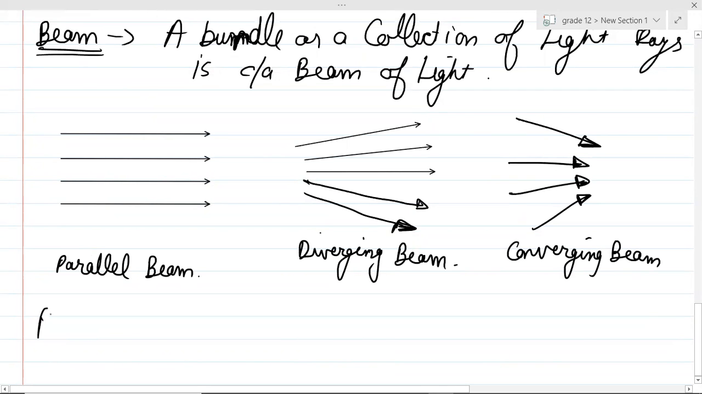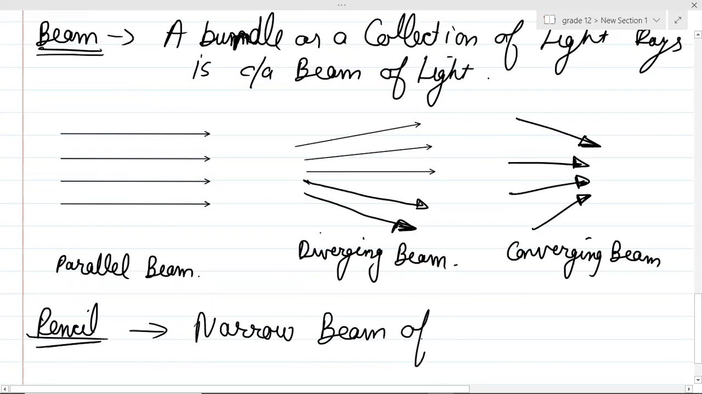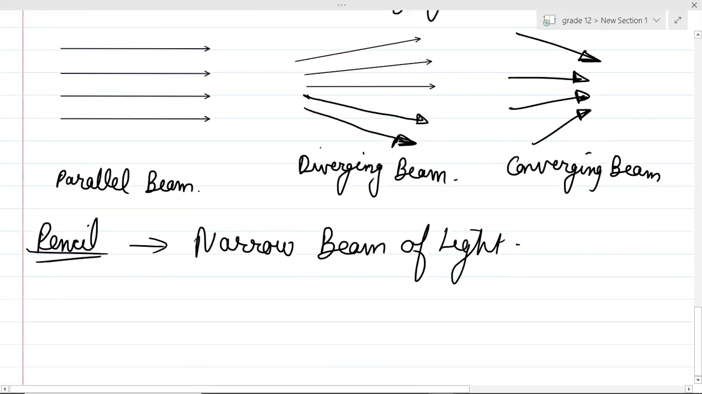Similarly, there is something called a pencil of light. Pencil is basically a narrow beam of light, called a pencil of light. Anyways, please remember, light rays don't actually exist. It's just a hypothetical concept which we have devised so that we can understand light a little bit better. Is this clear?